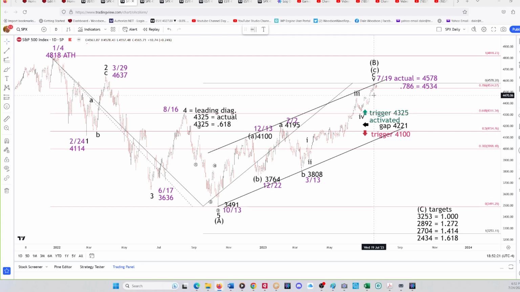That was on that 719 high, I believe. There was the actual, and there was a 786 retrace. Again, the trigger, the open gap, and now the trigger is at a wave high of 4,100 in the S&P cash. And here are the wave C targets from that July 19th high of 45.78. It should go below wave A.